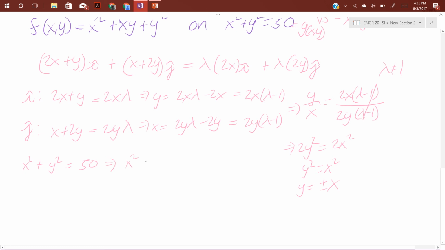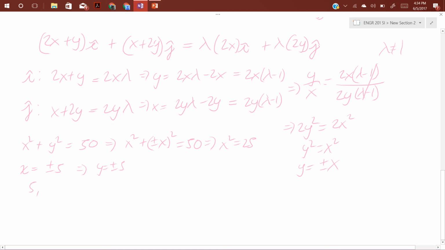We get x squared plus or minus x squared equals 50, which implies x squared equals 25, because we can add them together to get 2x squared equals 50, then divide by 2, so we have x squared equals 25, which gives us a nice number of x equals plus or minus 5. With x equals plus or minus 5, that implies y equals plus or minus 5. So with this, we have 4 candidates that we can do.